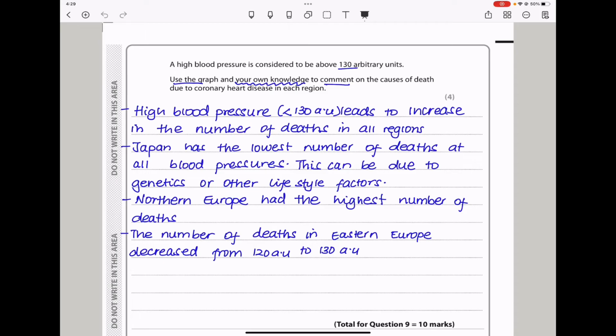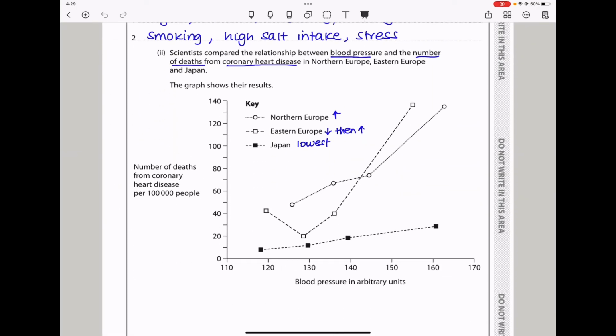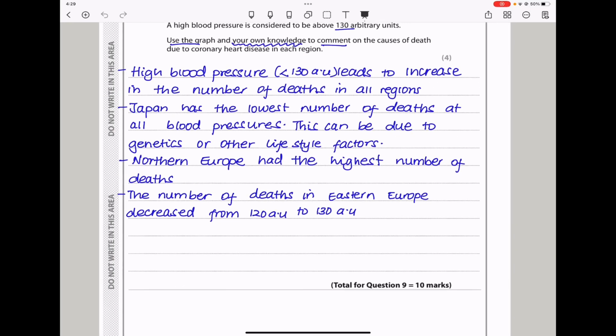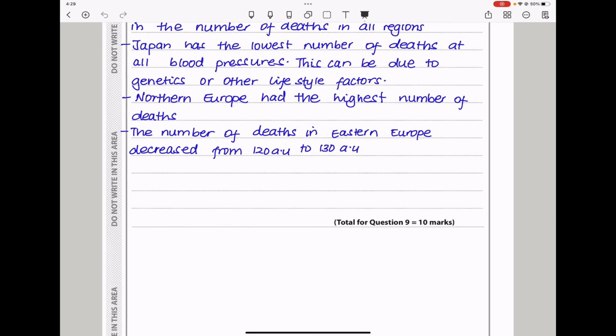Japan has the lowest number of deaths at all blood pressures, and this can be due to genetics or any other lifestyle factors. Then Northern Europe had the highest number of deaths. I think you can see it here, Northern Europe. And then the number of deaths in Eastern Europe decreased from 120 AU to 130 AU. The AU is for arbitrary units. So this brings us to the end of question 9. Let's continue to question 10.